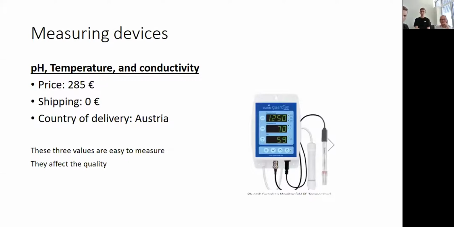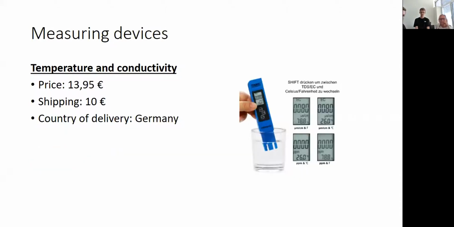Then we have some measuring devices. The first one can measure all three of them. It is quite expensive, but the shipping is €0, and the country of delivery is Austria. And these three values are easy to measure, and they affect the quality of the water.